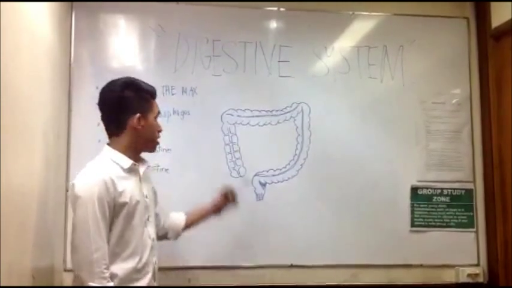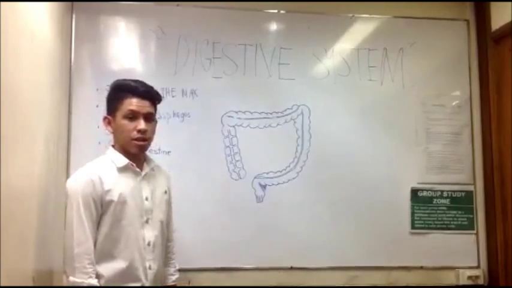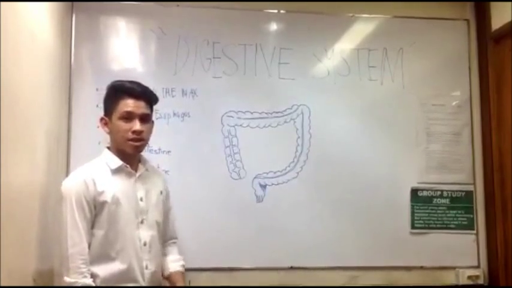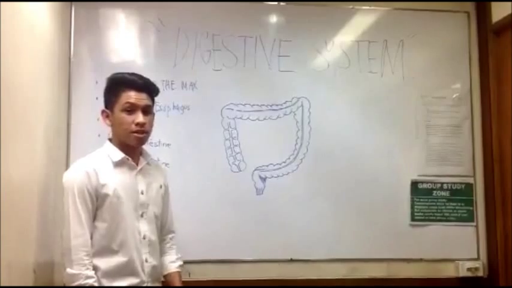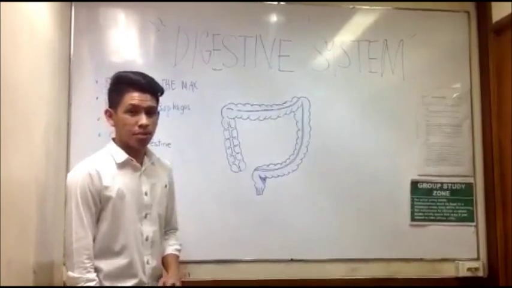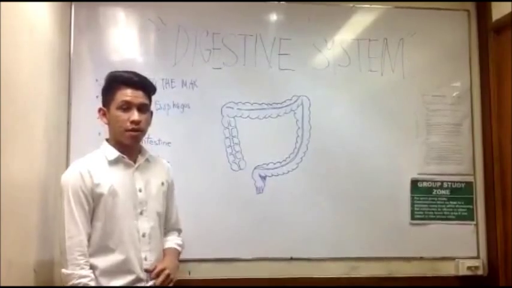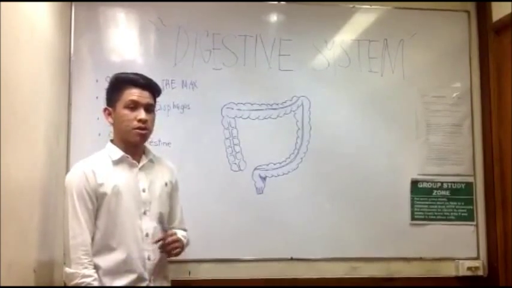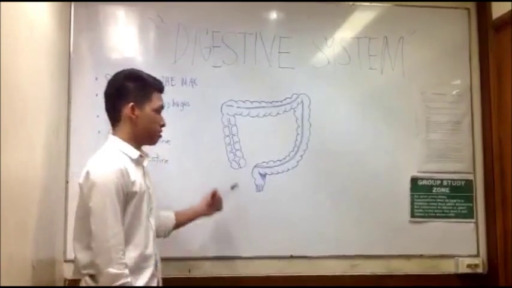So here's the large intestine, and what it does is it reabsorbs water and maintains the fluid balance of the body and absorbs certain vitamins. Then it processes undigested material such as fiber. Then it stores waste before it's eliminated through the anus.